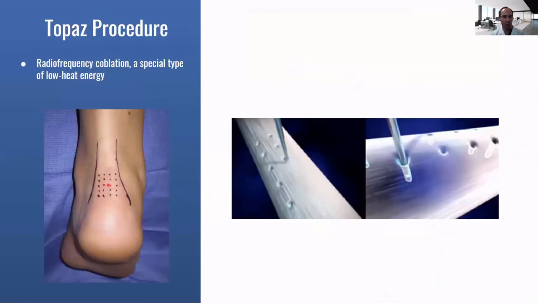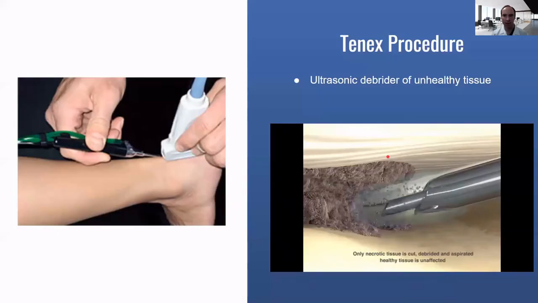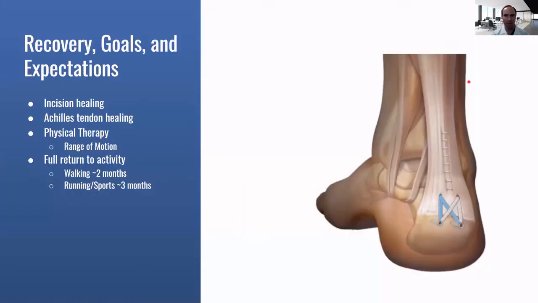There's a Topaz procedure. This is basically little micro pokes in here that can be done, and this can help increase the blood flow and help bring healing. This can be done as well. And then there is the 10X procedure, which uses an ultrasound to find the area of bad tissue, and you use an ultrasonic debrider, and it takes out any unhealthy tissue and preserves the healthy tissue. That's how that works. And really the recovery and the goals and the expectations.